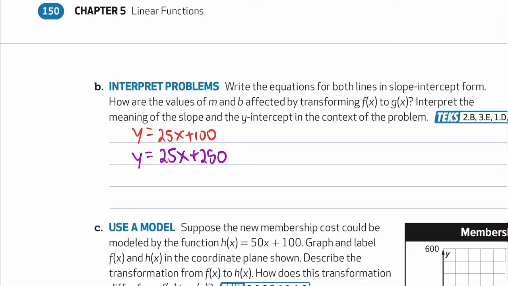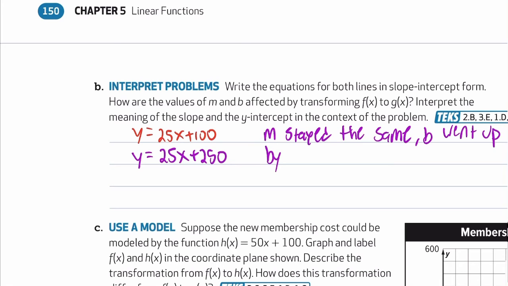How are m and b transformed? How are they affected? M stayed the same. B went up by, well, it started at 100. It ended at 250, which is a plus 150. B went up by a positive 150. Now we're going to interpret that.